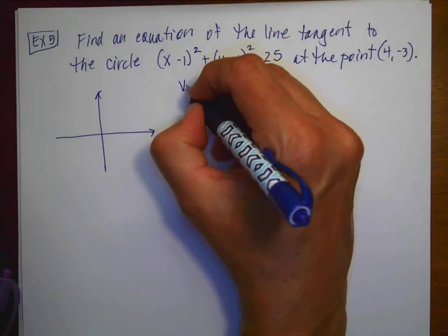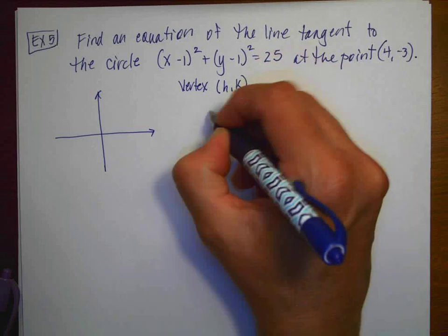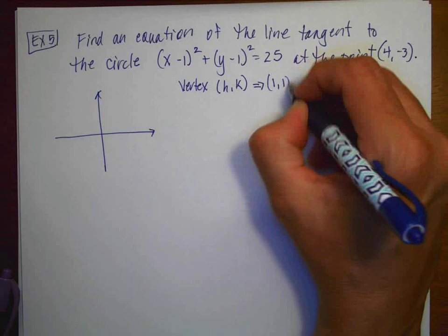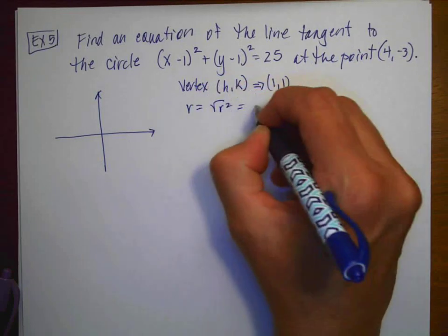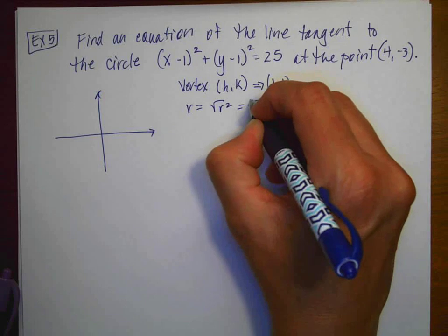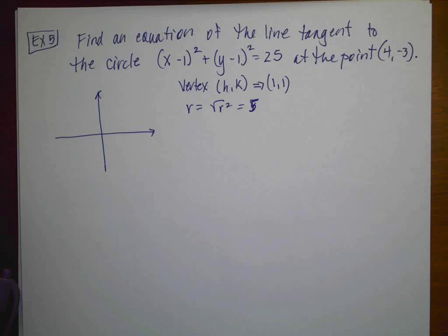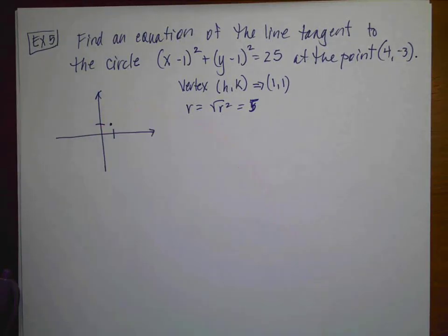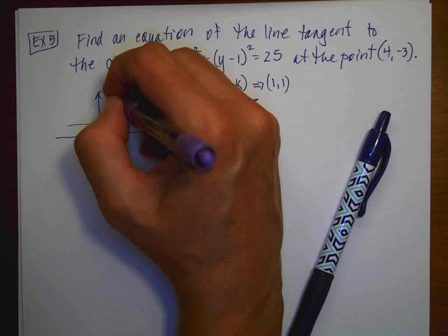So if you remember, this is the equation of a circle, my vertex is going to be h, k. So that means my vertex is going to be 1, 1. My radius is going to be the square root of r squared. So my radius is 5 because this is the radius when I take the square root of that. So now I'm going to draw my circle. So my circle is centered at 1, 1, and then it has a radius of 5.